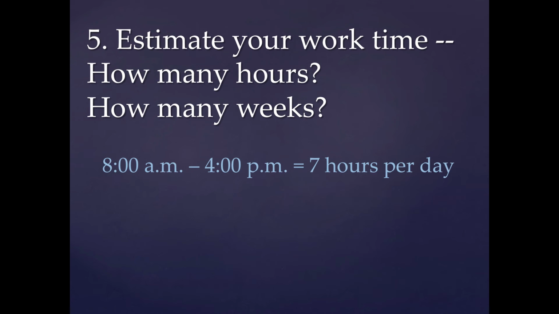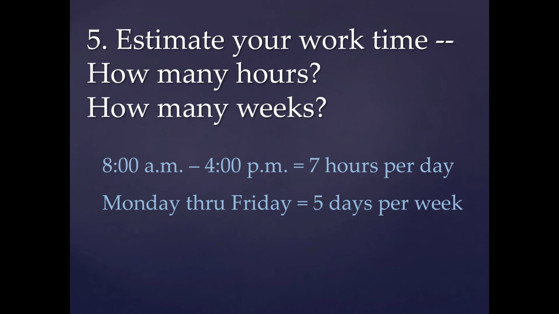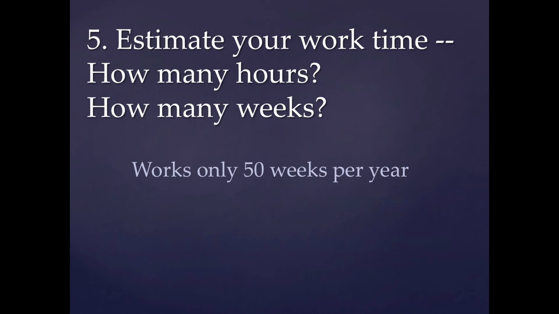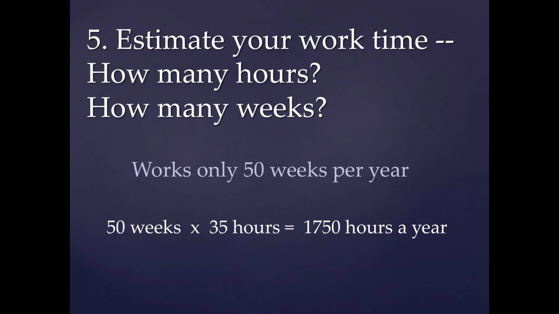evening, that's a typical 7-hour day. And if he worked Monday through Friday, that's a typical 5-day work week. This means that Joe will be working 35 hours for the entire week, 7 hours over 5 days. If Joe wanted to take a couple of weeks off and only work 50 weeks out of the year, then we multiply the number of weeks, 50, times the number of hours per week, 35, and we find that Joe is working 1,750 hours per year.